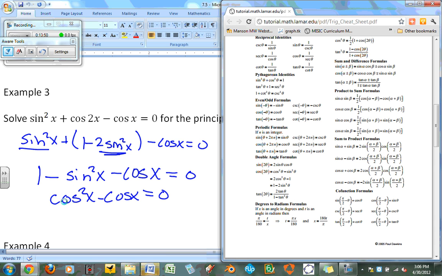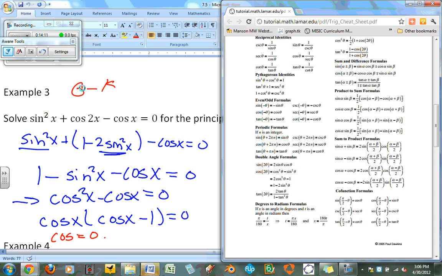And when I get to this point, I notice that I can take cosine x out, and I'm left over with cosine x minus 1 on the inside. And then again, I just set both of these equal to 0. So when does cosine of x equal 0? For the principal values, cosine is from 0 to 180. So it equals 0 at 90 degrees, and that's it in the principal values.